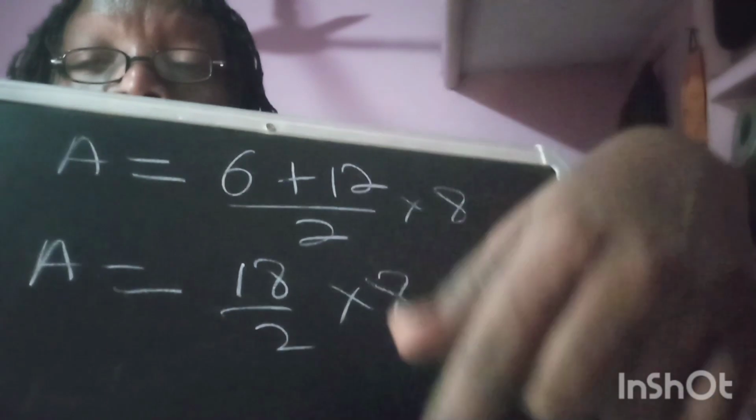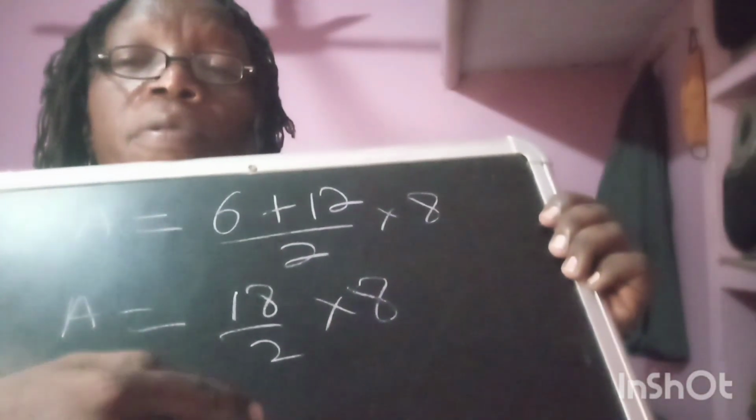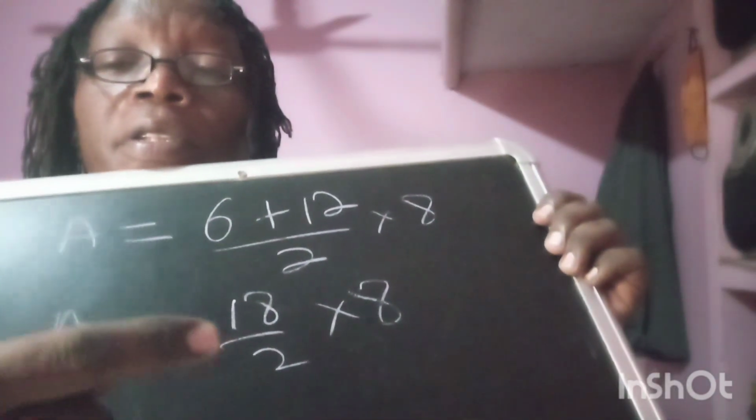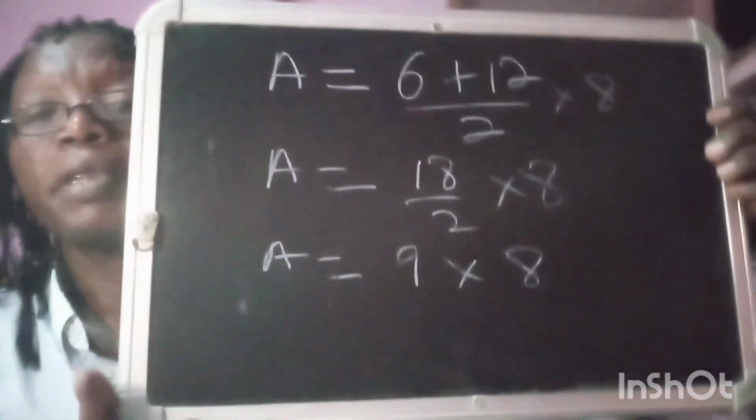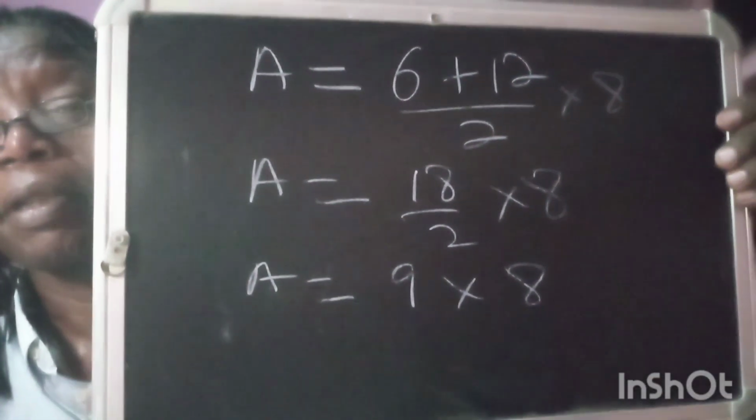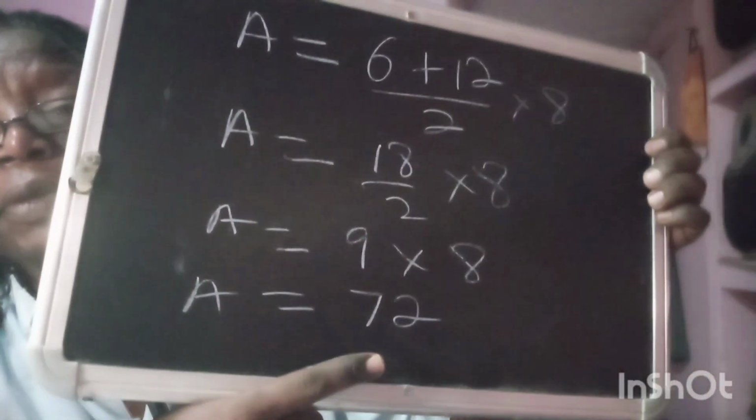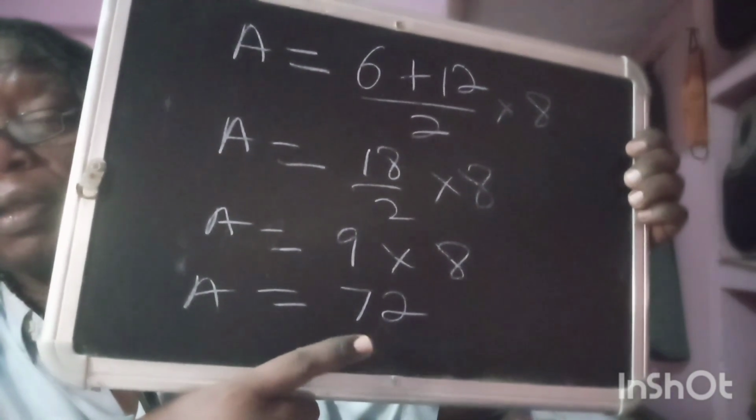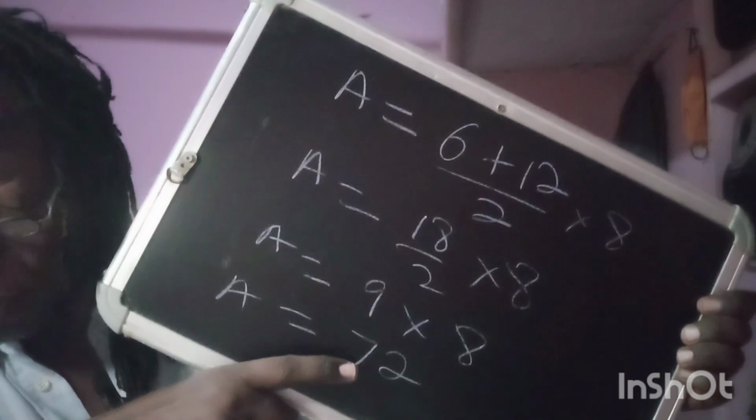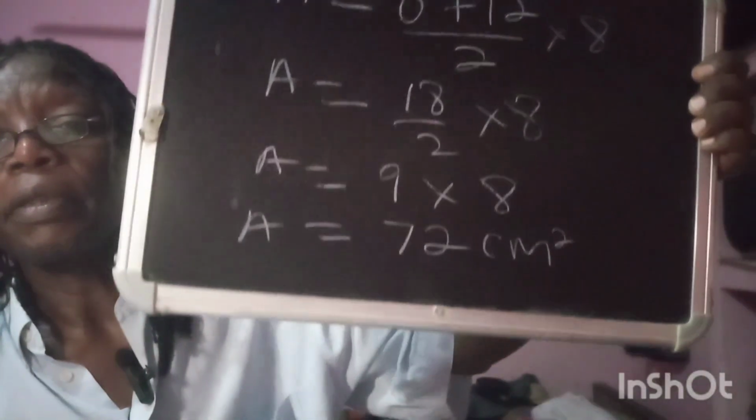Okay? So the simplest way to do this is to divide 18 by 2. And when you divide 18 by 2, you get 9. So 9 times 8 is what? So area will be equal to 9 times 8. This is very simple maths. 9 times 9 is 81, right? So 9 times 8 is 72. This will be the area, in centimeters squared. The answer is this one.